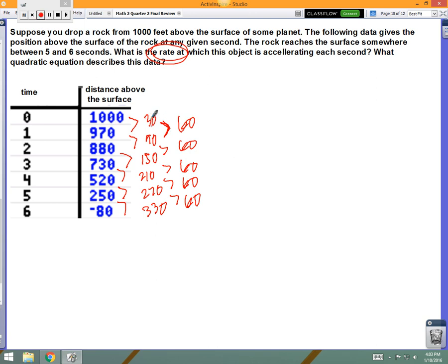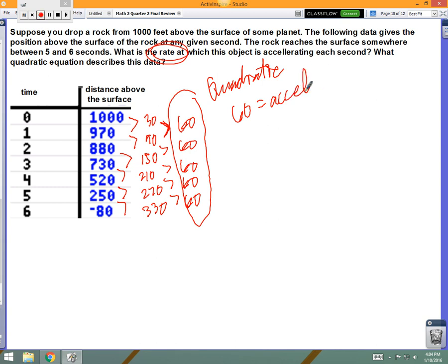So because it is the second time, this by definition is quadratic. If the first change was always plus 30, plus 30, plus 30, plus 30, that would be linear. But because my second change is constant, that is a quadratic. And 60 is my acceleration on this planet. So this planet has double the gravity that Earth has.